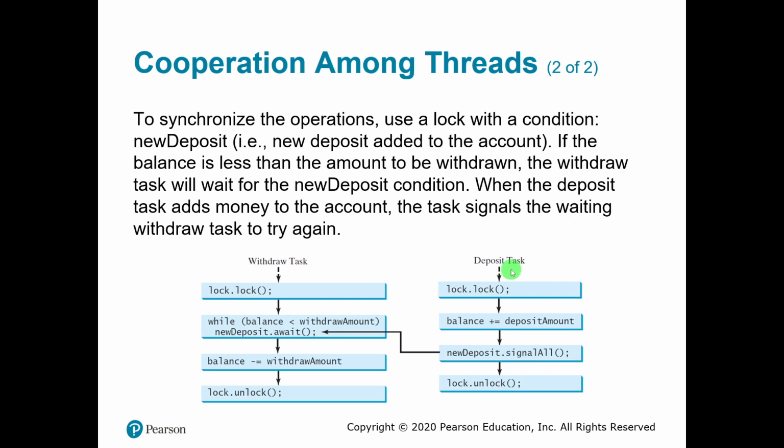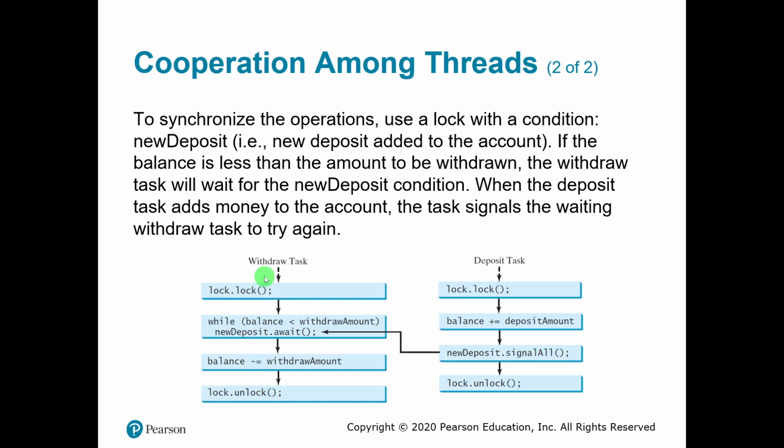Now, the deposit task, if something's making deposits, will lock the account and add money to the account. Once it adds money, it's going to signal, in this case, it's calling signal all, and say, hey, I just changed the condition because I've added money to this account. And then it unlocks itself. But that signal all tells this thread, go ahead and check to see if your balance is good now. And if it is good, you can go ahead and withdraw it. If it's not good, you're going to keep waiting.